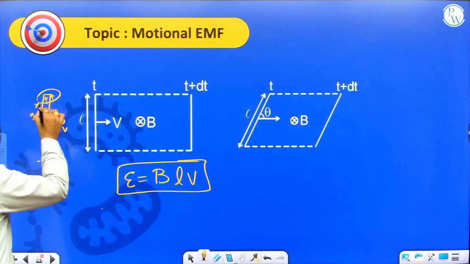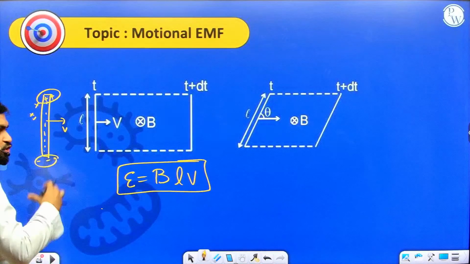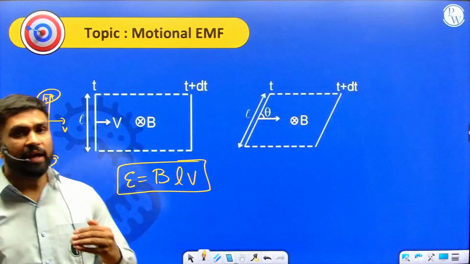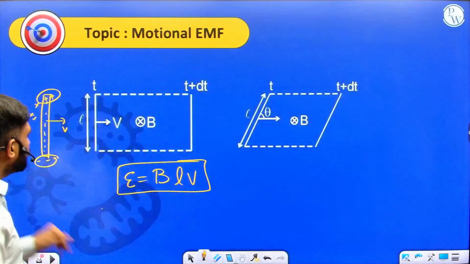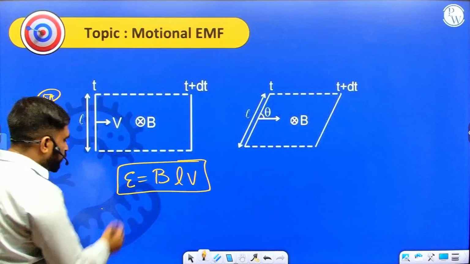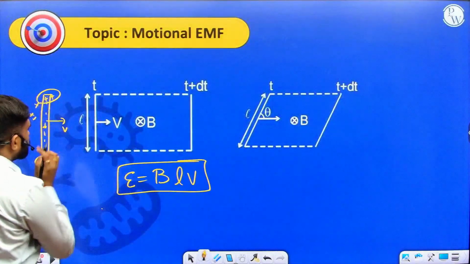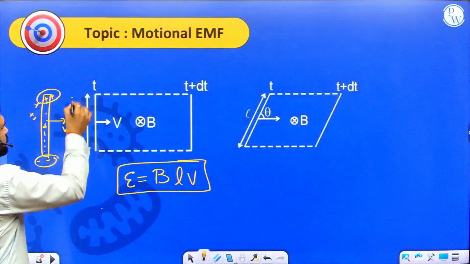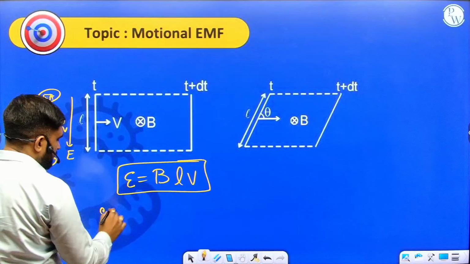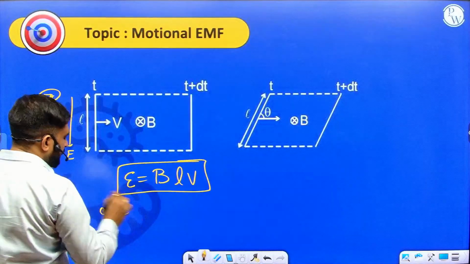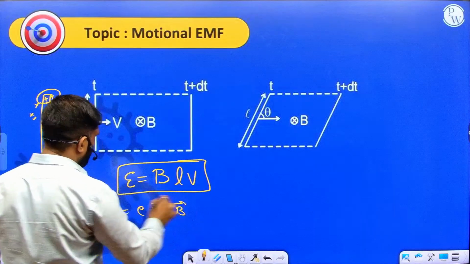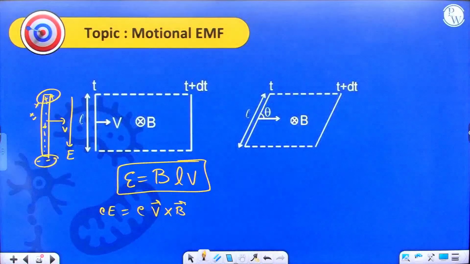Now what happened? The positive charge intensity increases and the negative charge accumulates. So they themselves produce an electric field, and due to that electric field, the remaining charges will stop moving. If the remaining charges stop moving and they produce the electric field downwards, I can say that charge e into the electric field is balancing charge e into v cross B. So the electric field is going downwards, correct or not?